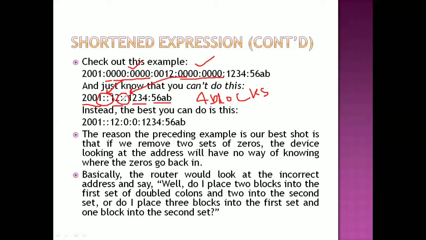So it is a simple rule that you cannot place two double colons in an IPv6 address. So what is the best you can do? The best you can do is basically this. You can place a double colon over here, but in place of these two consecutive blocks of zeros, you have to place two simple zeros over here. So this is the way to shorten a large IPv6 address if you have consecutive zeros in your IPv6 address.